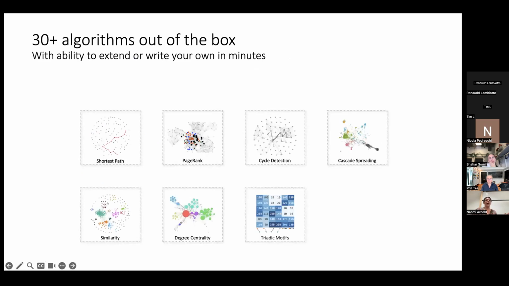And it has a number of different algorithms out of the box, like some of the more traditional static graph algorithms that you might expect, like centrality measures, pathing, but then some more temporal focused metrics like temporal motifs, and hopefully soon some temporal community detection stuff as well.